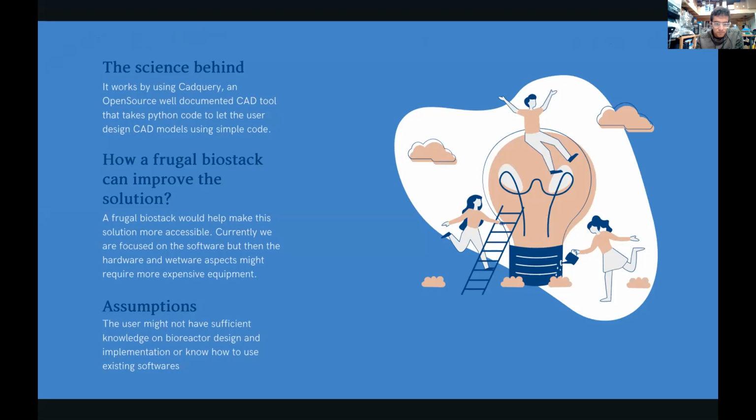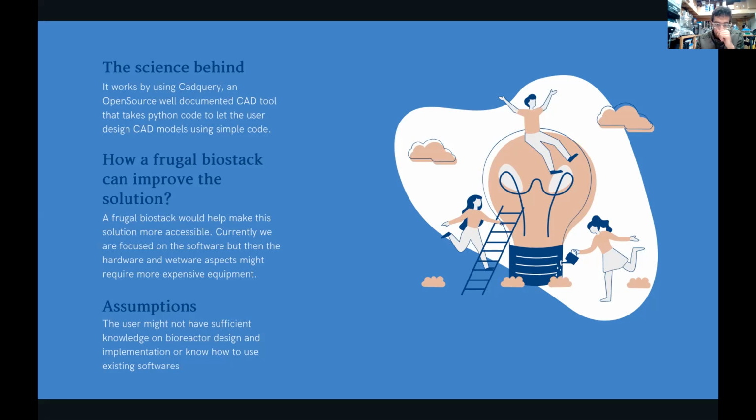Now, how can Frugal BioStack improve the solution? Basically, we want to make this as accessible as possible. Currently we focus on the software, but the hardware and wetware aspects might require more expense. Basically, since it's an open source project, if we get many people to accept it, people can keep developing it over and over again. So that way we can keep making the project way better.